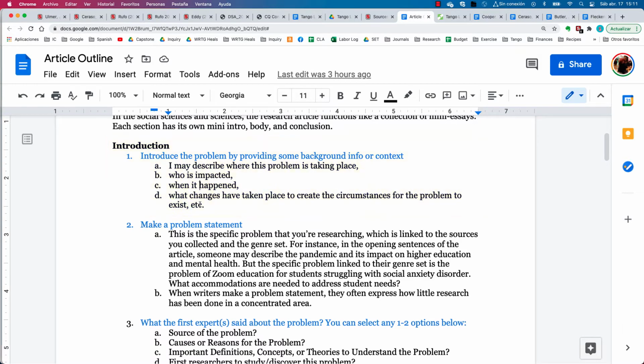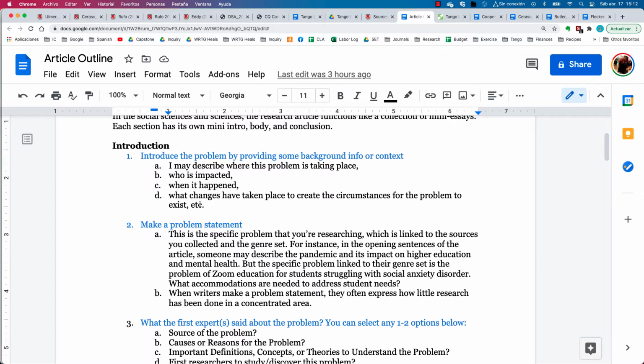So for some of you, you might get this information from the very articles that you found. They all started with an introduction as well, where they did this very type of work. So you may summarize that information, of course, giving credit to the author.